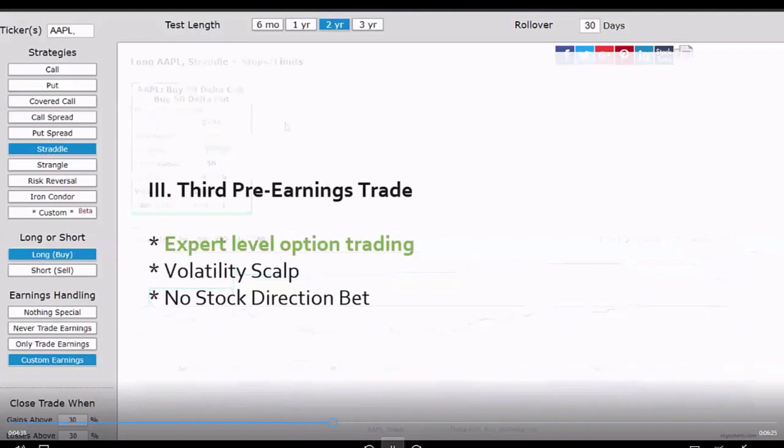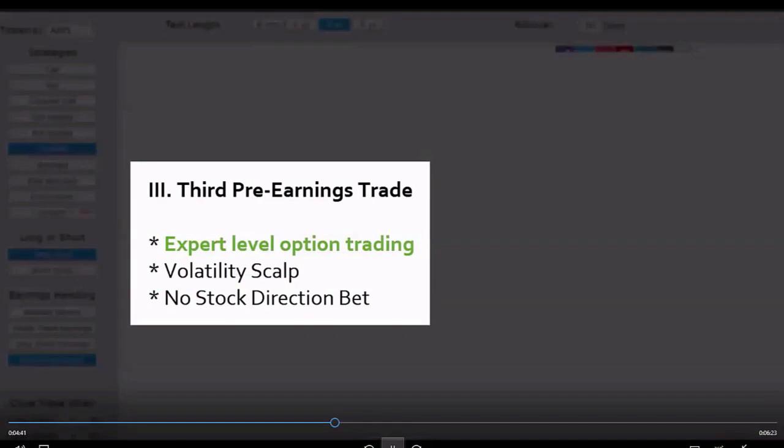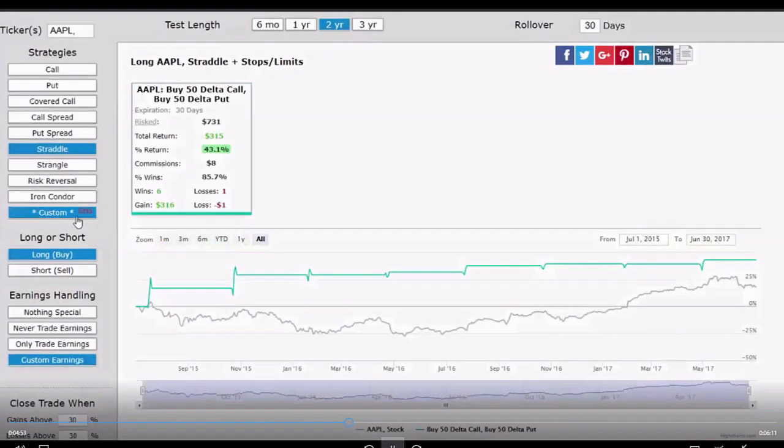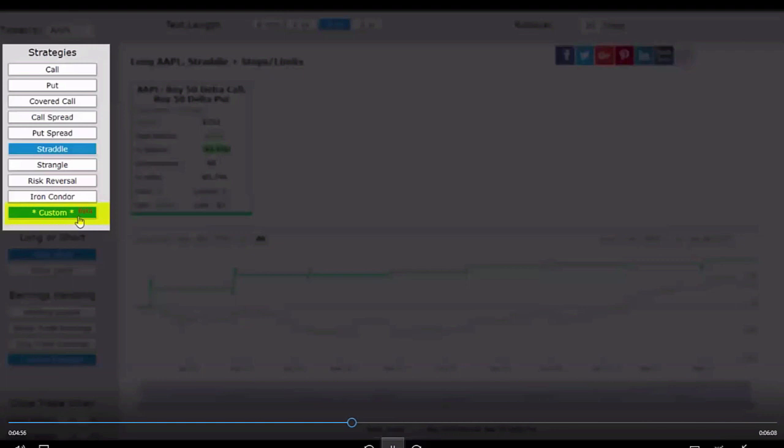Now let's look to our third pre-earnings trade. This is going to get a step even more advanced, and I would consider this next trade we're going to look at together to be expert level option trading. We're going to look at a trade that is delta neutral, earnings neutral, and much closer to volatility neutral. We're going to use a pro feature, which is a custom strategy. This feature only comes with Trade Machine Pro. Now let's build our strategy.